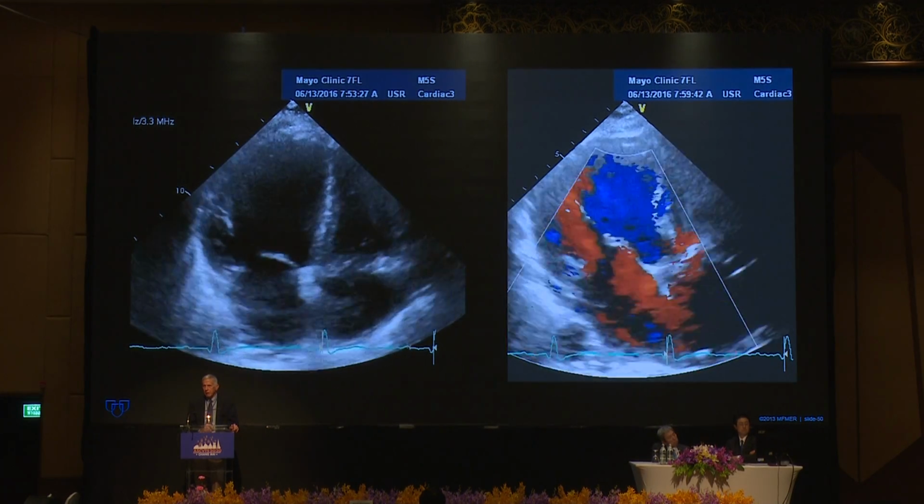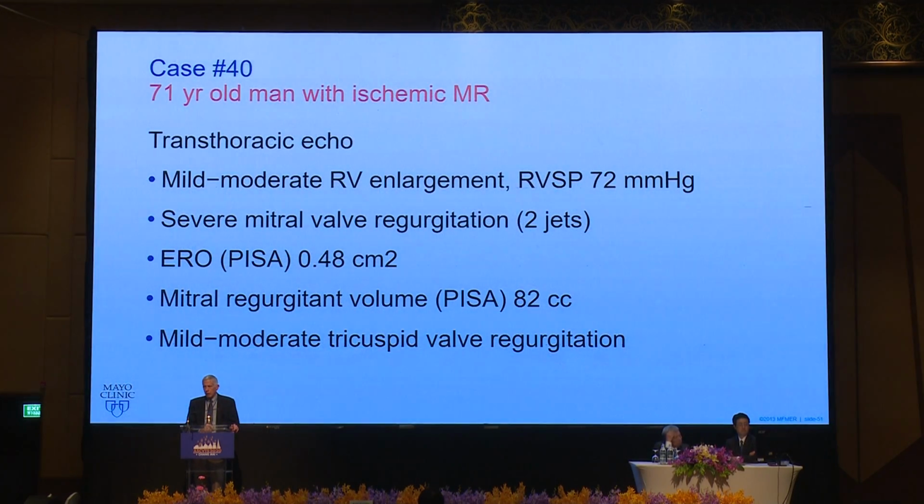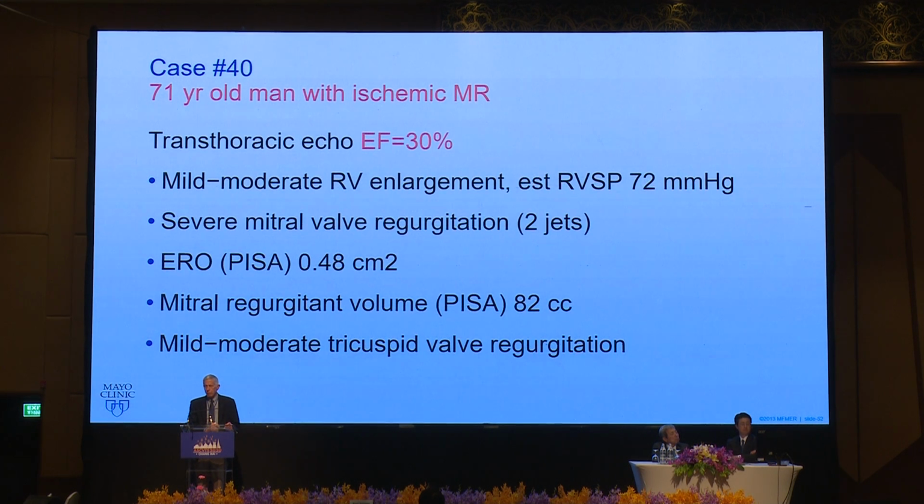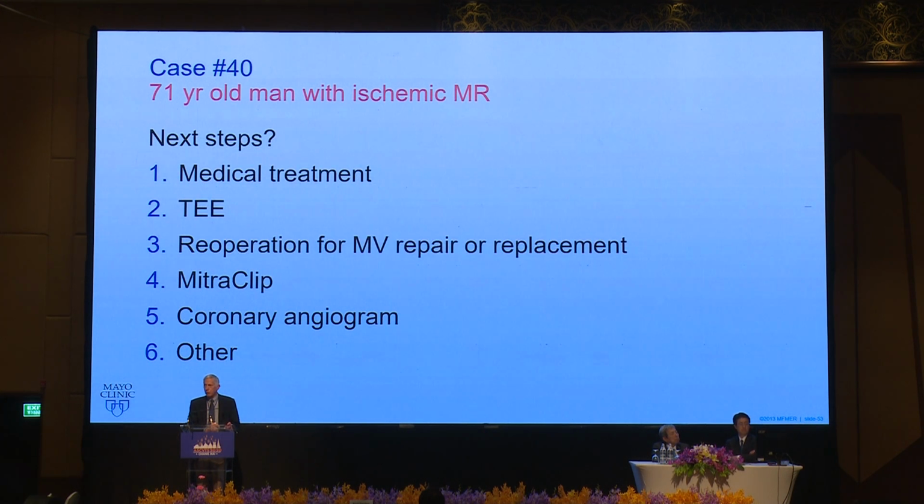Everybody would say that's severe? All right, and the echo report says a regurgitant volume of 82 and an ERO of 0.48. But wait a minute, the ejection fraction is 30. Do all those numbers add up? Or what would you do?